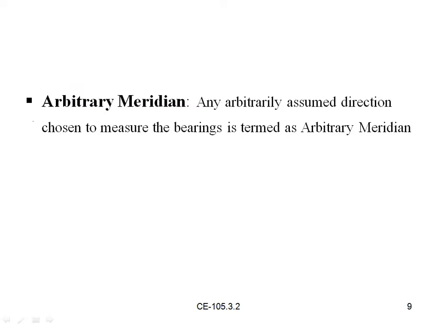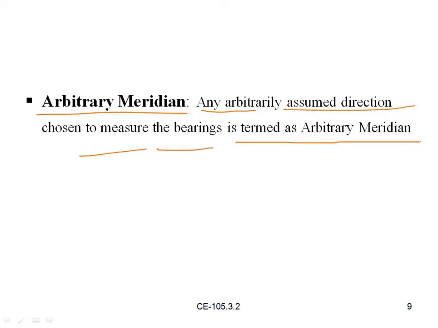And the next one is arbitrary meridian. So here any arbitrarily assumed direction chosen to measure the bearings is termed as arbitrary meridian.